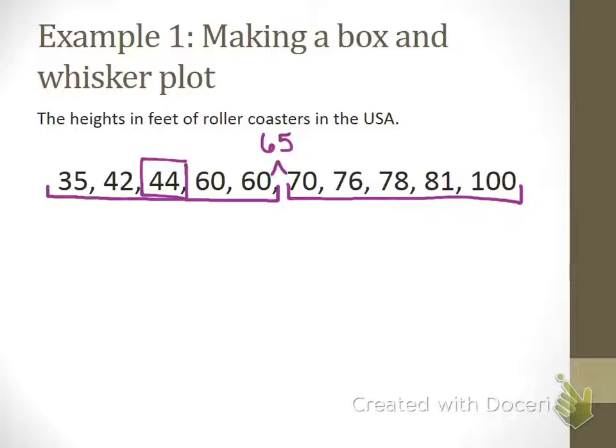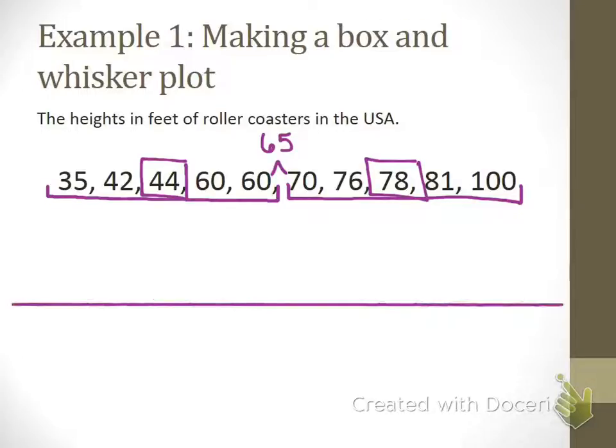What is the median of the upper half? 78. And this is what we call them. We call 44 the lower quartile and 78 the upper quartile. You don't necessarily have to write that down, but you need to know that vocabulary. All right, now we are ready to plot our box and whisker plot.